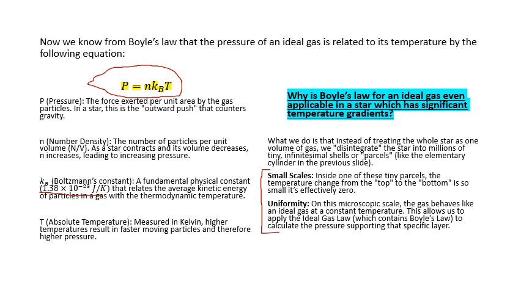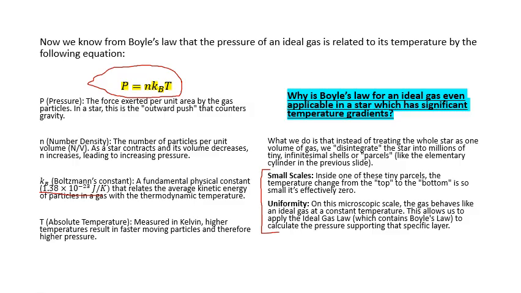So the temperature gradients are effectively zero. Therefore, because the temperature gradients are effectively zero, it is behaving as an isothermal environment. Therefore, ideal gas prefers an isothermal environment, and we have Boyle's law being followed. Also, there is uniformity. On this microscopic scale, the gas is behaving like an ideal gas at this constant temperature. This is the assumption of the temperature not varying within small regions of the star.